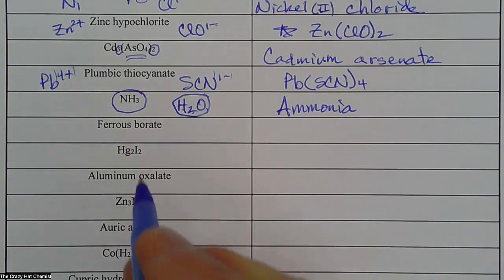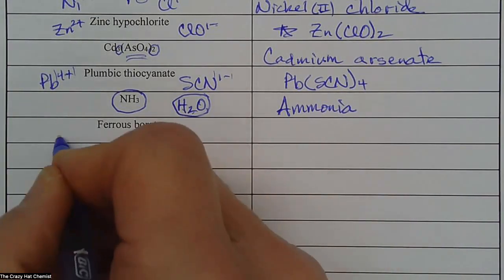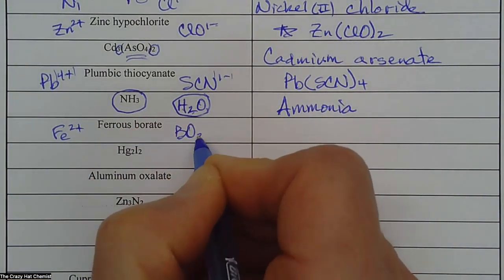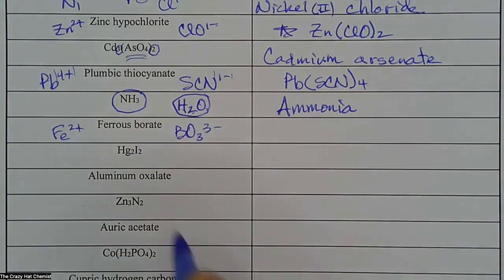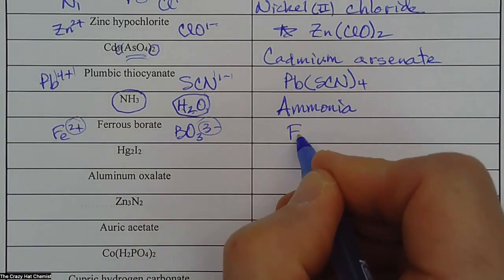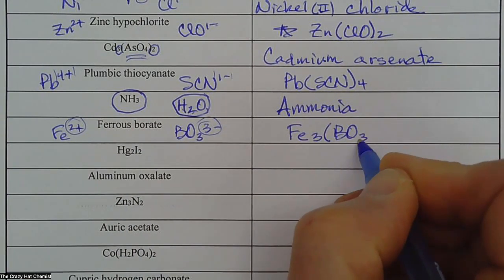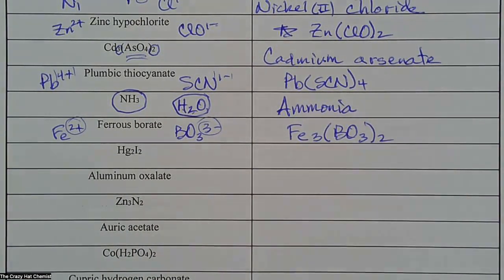All right. Next one is ferrous borate, and ferrous is Fe2 plus, borate is BO3 3 minus. I'm going to take the absolute value of these two numbers, flip them, bring them down. I get Fe3, parentheses, BO3, and a 2. That one is a nice looking one, right?